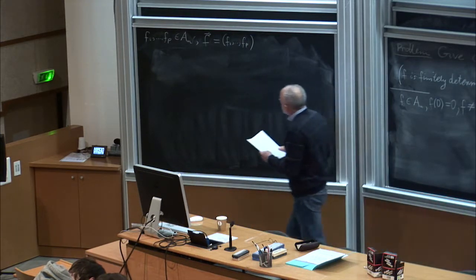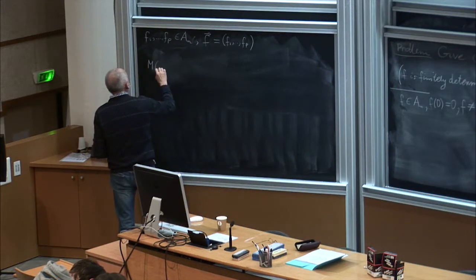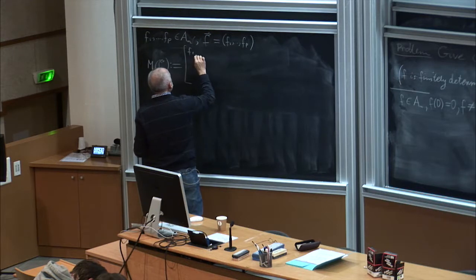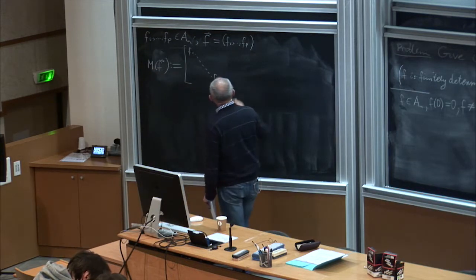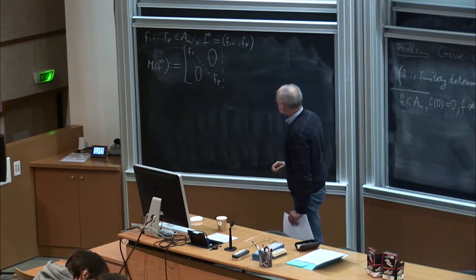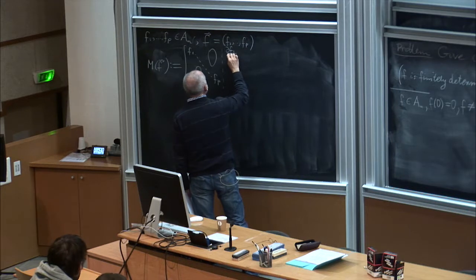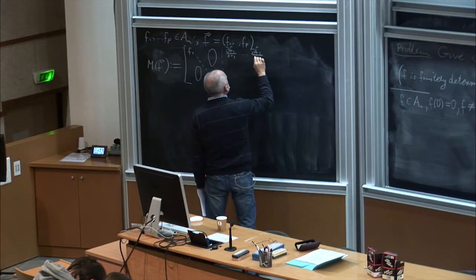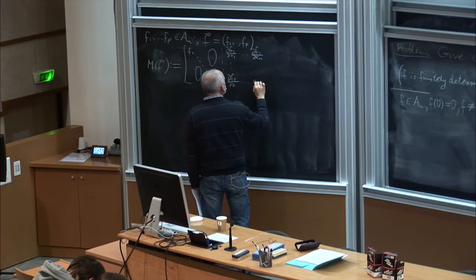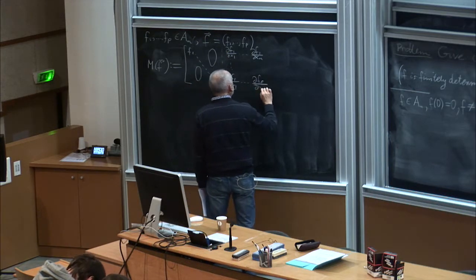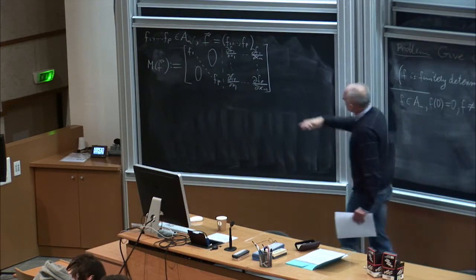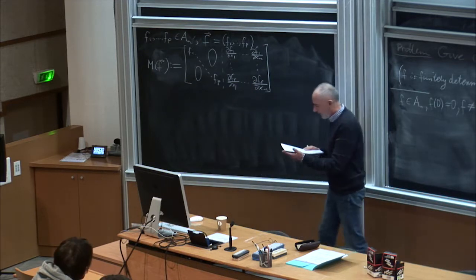And then let me introduce the following matrix. M of F arrow is by definition the following matrix. F1, Fp on the diagonal, zeros everywhere else, and here is another portion of this matrix: the partial of F1 with respect to X1, the partial of F1 with respect to Xn, the partial of Fp with respect to X1, the partial of Fp with respect to Xn. Okay, so that's the matrix. So we have p rows and p plus n columns in the matrix.